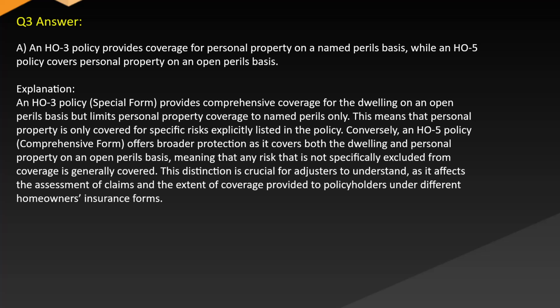Conversely, a HO5 policy, comprehensive form, offers broader protection as it covers both the dwelling and personal property on an open perils basis, meaning that any risk that is not specifically excluded from coverage is generally covered. This distinction is crucial for adjusters to understand as it affects the assessment of claims and the extent of coverage provided to policyholders under different homeowners insurance forms.